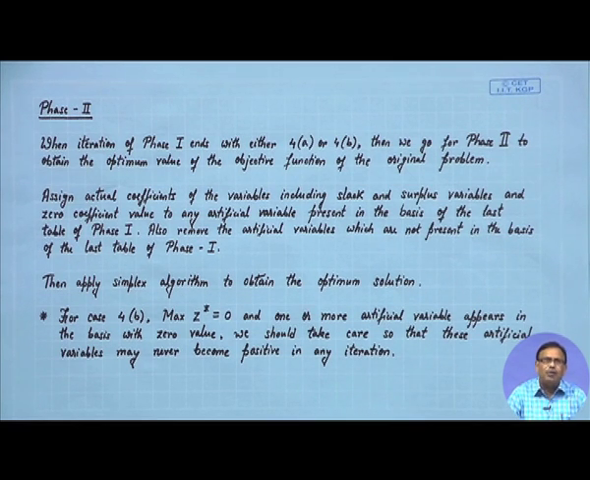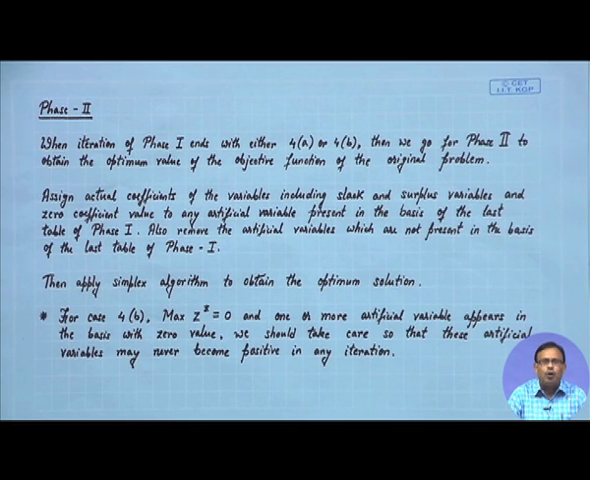So, when phase 1 ends, there will be two cases, 4A or 4B, and in that case only we will go for phase 2 to obtain the optimum value of the objective function of the original problem. Now, you assign actual coefficients to the variables, including slack and surplus variables, and a 0 coefficient to the artificial variables present in the basis of the last table of phase 1.